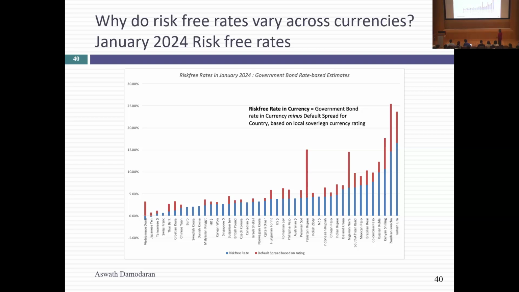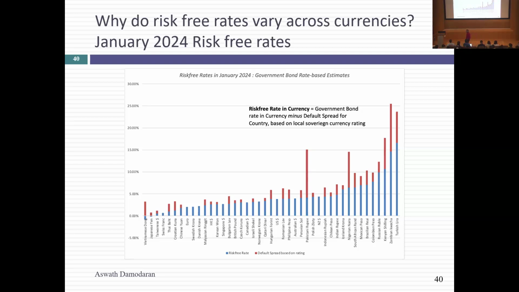And then I subtracted out. The red portion of each is the default spread. So I'm doing for every country what I did for India and for Brazil, taking the government bond rate and subtracting out the default spread. So the blue portion of this graph is the risk-free rates in different currencies. I'm going to start with an obvious statement, and then I'm going to ask you why the fact exists. The obvious statement is risk-free rates vary across currencies. They're high in the Turkish lira, Zambian kwacha. They're lower in the US dollar, and even lower in euros, and even lower in Japanese yen.